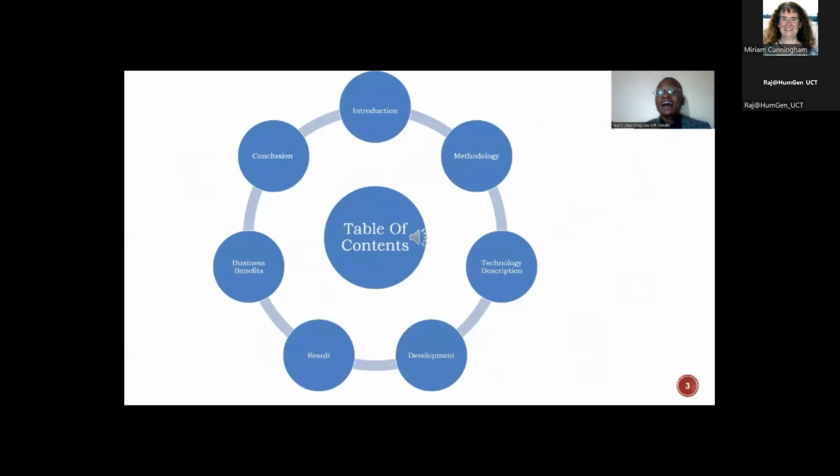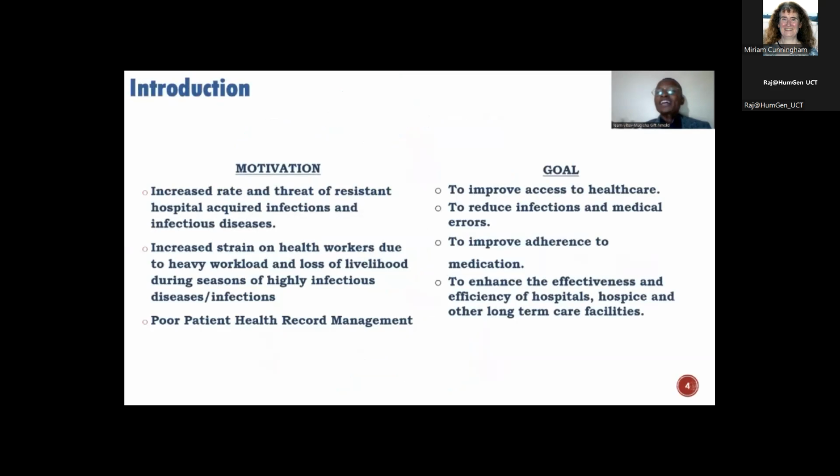As I proceed, our table of contents is a classical one, starting with introduction, methodology, technology description, development, results, business benefits, and conclusion. Introduction, what motivated us? The increased rate and threat of hospital-acquired infections, especially the COVID-19 pandemic, and also the advent of antimicrobial resistant strains like MRSA, motivated us to come up with such a system where normal conventional ways of disinfection have been failing. We have an increased strain on the health workers due to the COVID-19 pandemic.